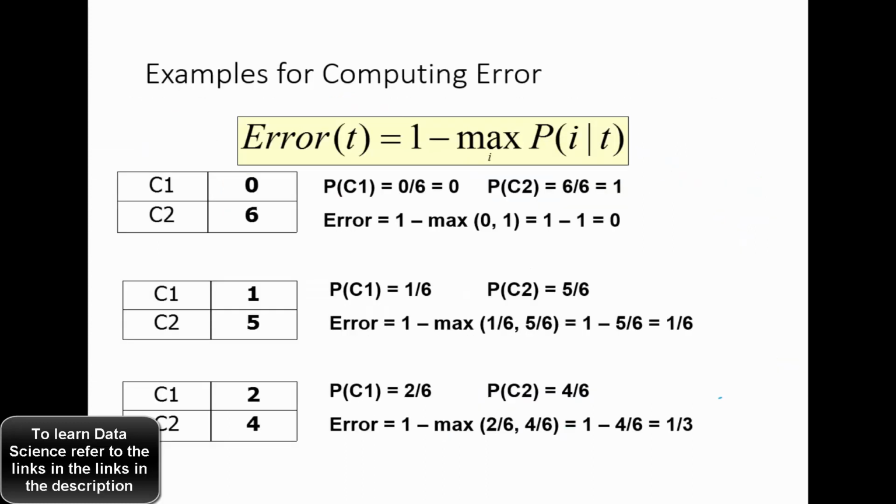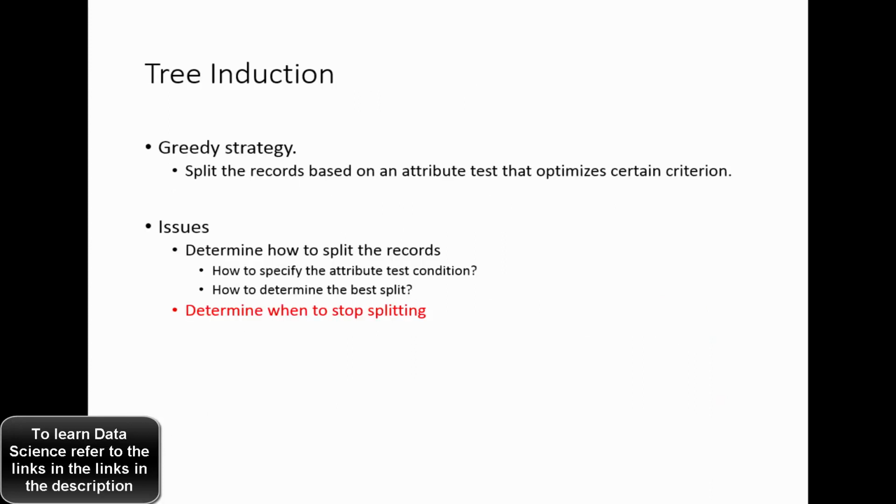Okay. So here is an example. How do you calculate this? The probability of C1 in this case, 0 by 6, is 0. Probability of C2 is 6 by 6, 1. So error is nothing but 1 minus the maximum of 0 and 1. Maximum of 0 and 1 is 1. 1 minus 1 is 0. Same, right? Easy. Probability of C1 is 1 by 6, C2 is 5 by 6. Maximum of that is 5 by 6. So 1 minus 5 by 6 is 1 by 6. Right? That's the way you calculate the misclassification error.